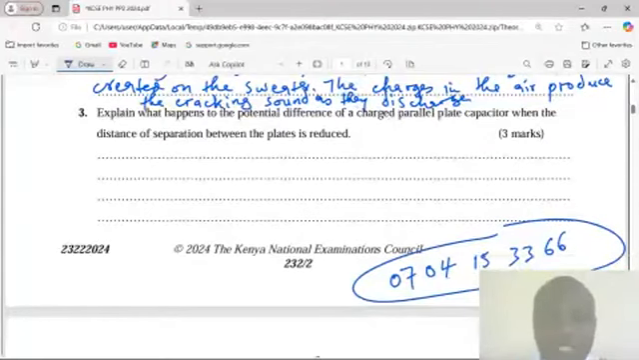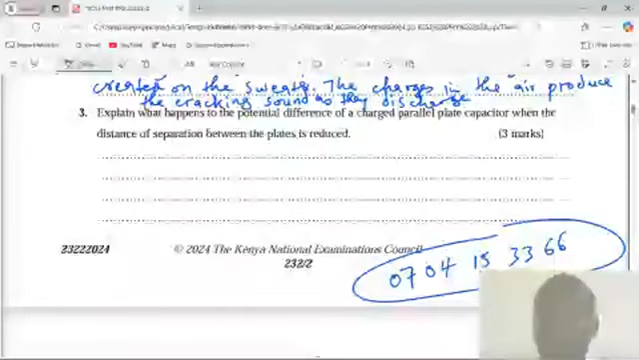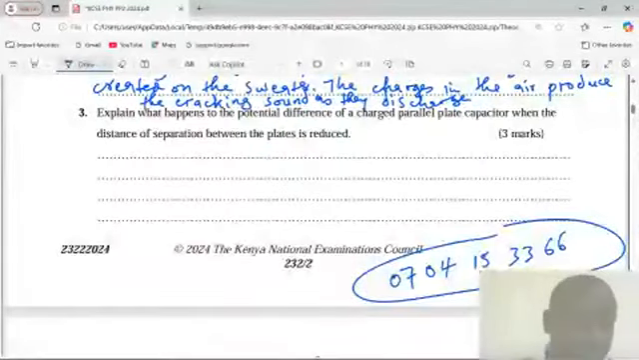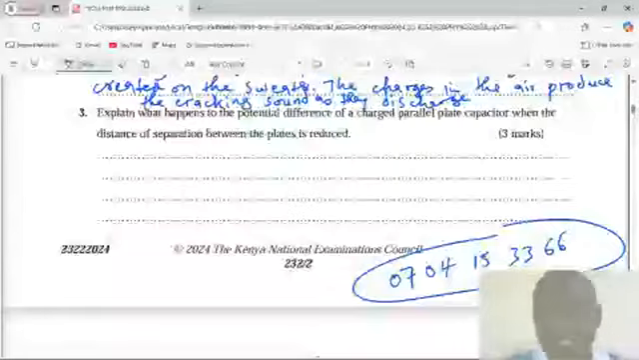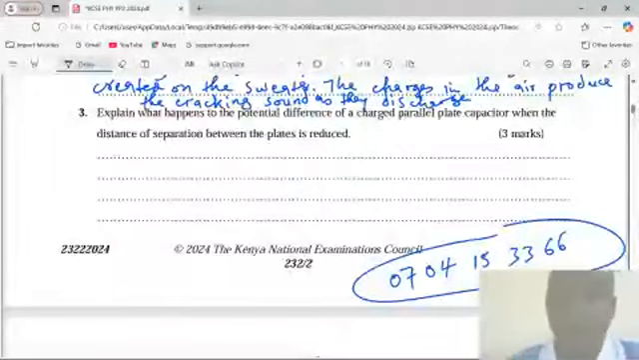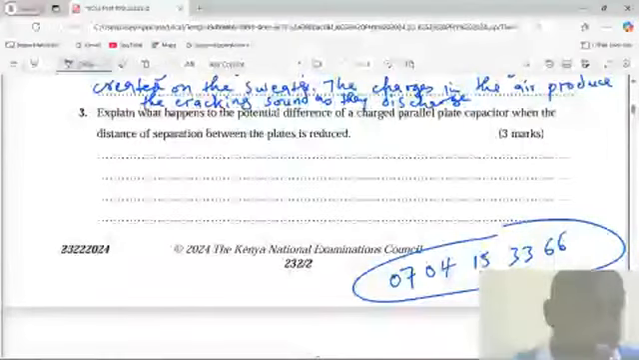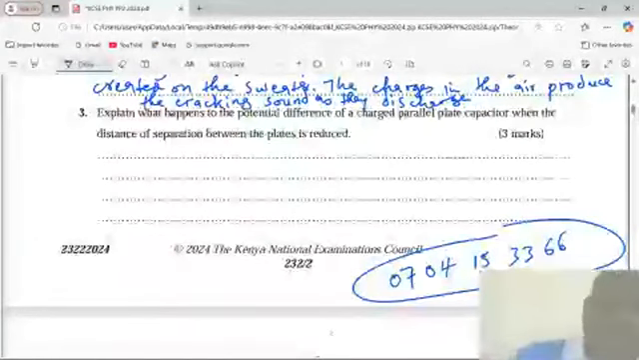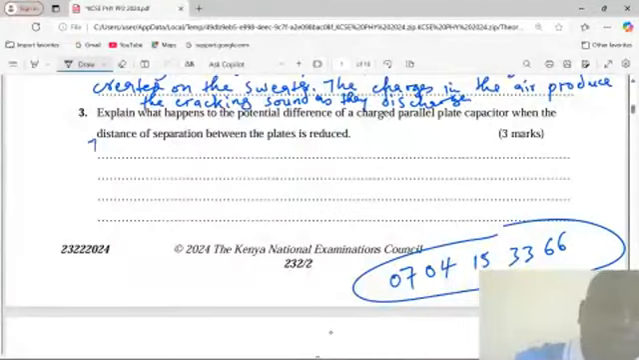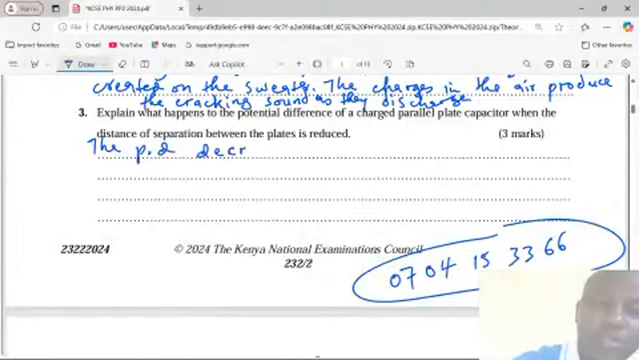Number 3, explain what happens to the potential difference of a charged parallel plate capacitor when the distance of separation between the plates is reduced. What you're supposed to know is that when you bring the plates together, that is reducing their distance of separation, then the capacitance is increased. And capacitance increases with a decrease in the potential difference. So we say that the potential difference decreases or reduces.